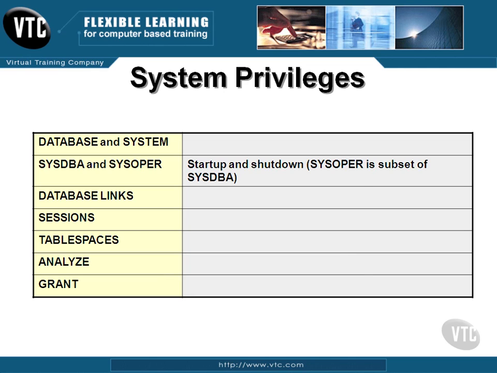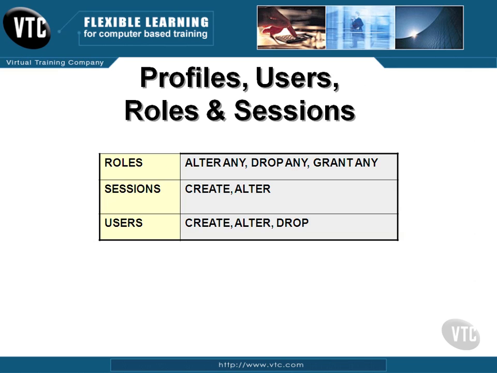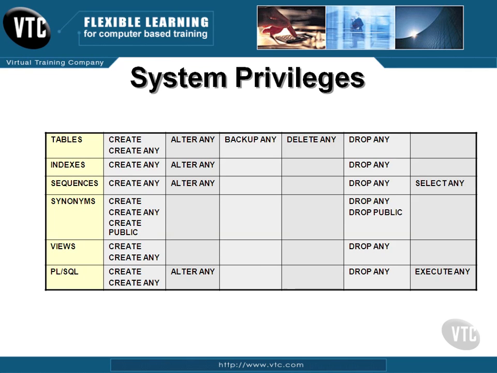Back to the system privileges, a lot of the activity of systems people or DBAs, production DBAs, is granting access and revoking access, controlling access to objects and privileges, system privileges and object privileges. And back again to the profiles, users, roles, and sessions. And then we get to the individual system privileges, such as working with tables, working with indexes, sequences, synonyms, views, PL/SQL, all the individual objects stored within the Oracle database, the metadata of Oracle. So you can say create a table, or you can create any table.